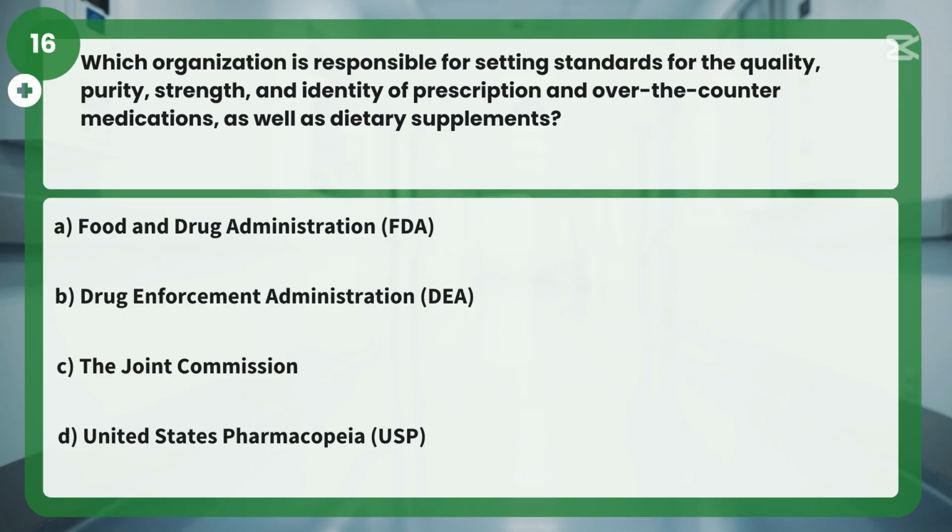Question 16. Which organization is responsible for setting standards for the quality, purity, strength, and identity of prescription and over-the-counter medications, as well as dietary supplements? A. Food and Drug Administration, FDA. B. Drug Enforcement Administration, DEA. C. The Joint Commission. D. United States Pharmacopeia, USP.